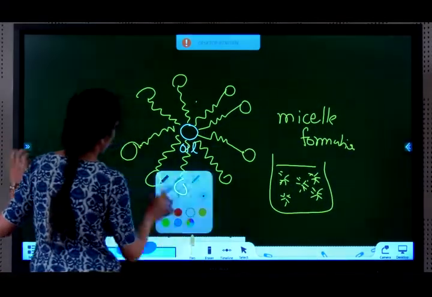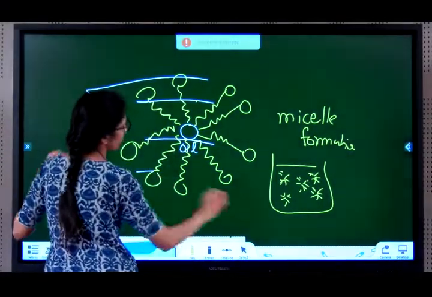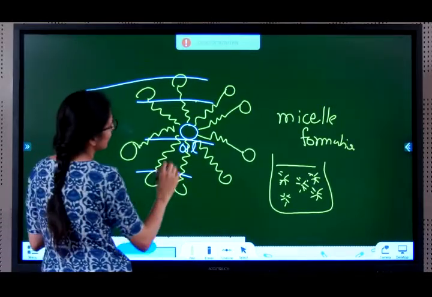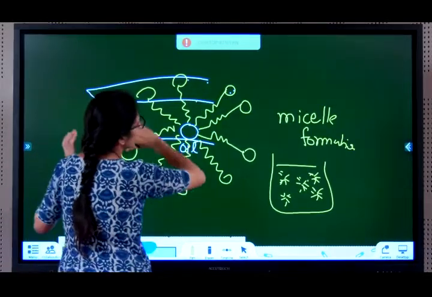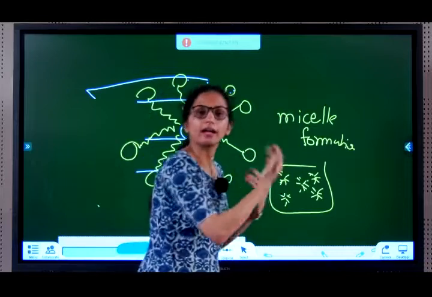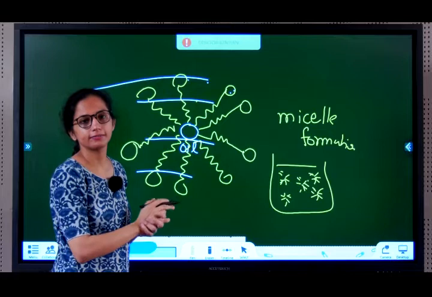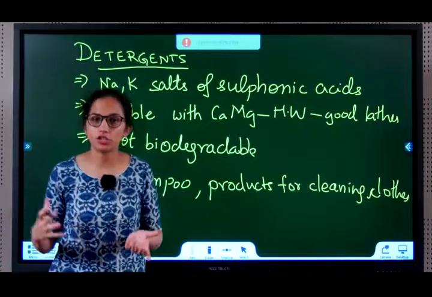Now when I put water here, I flush it with lots of water. One, it will move the particle very easily. Two, all these are attracted to water, so they go with the flow of water and the particle gets lifted off from the dirty surface. So that was the cleansing action of soaps.